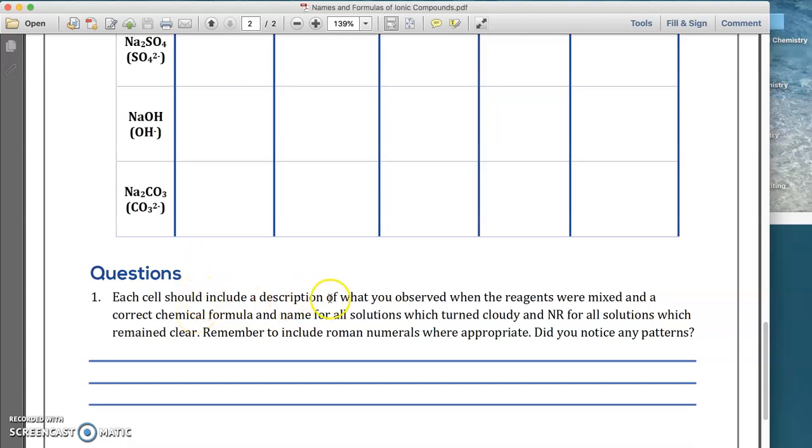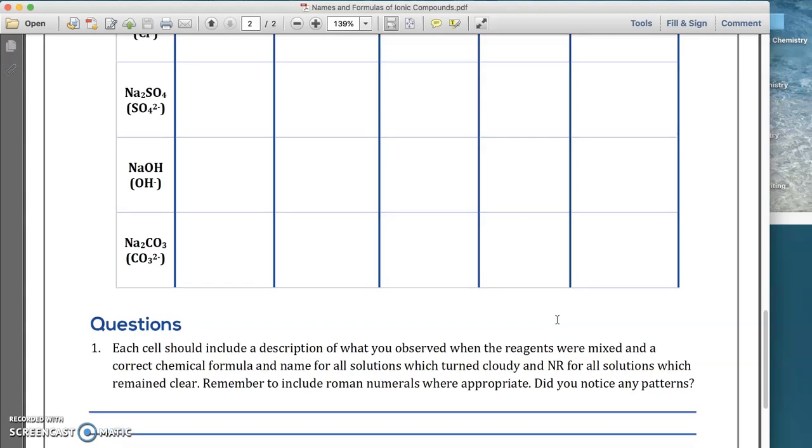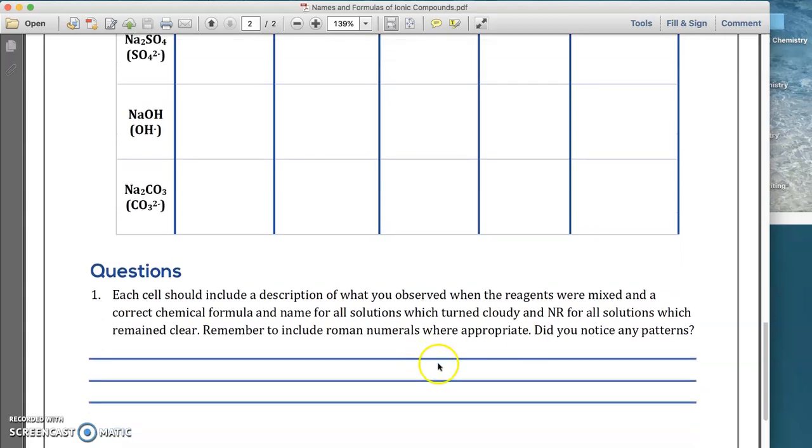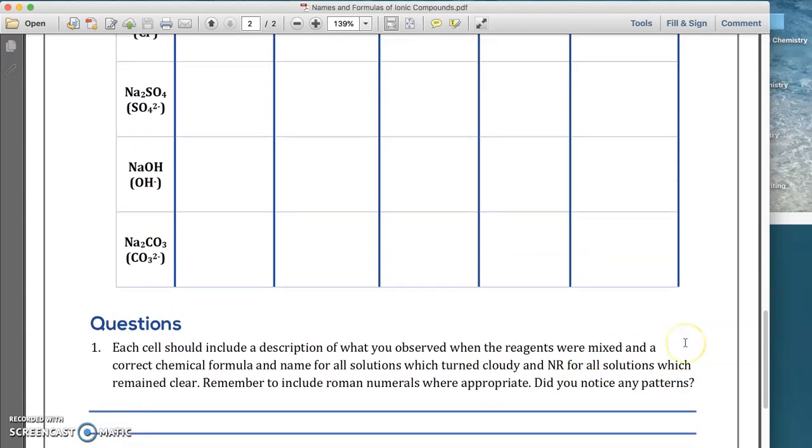Each cell should include a description of what you observed when the reagents were mixed, right? So if there's a precipitate, tell what color the precipitate was, the correct chemical formula, and name for all solutions which turn cloudy. Now, if it stayed clear, then all you have to do is put an NR, because there wasn't a complex that formed, okay? So just kind of FYI, and then you need to answer this question, did you notice any patterns?